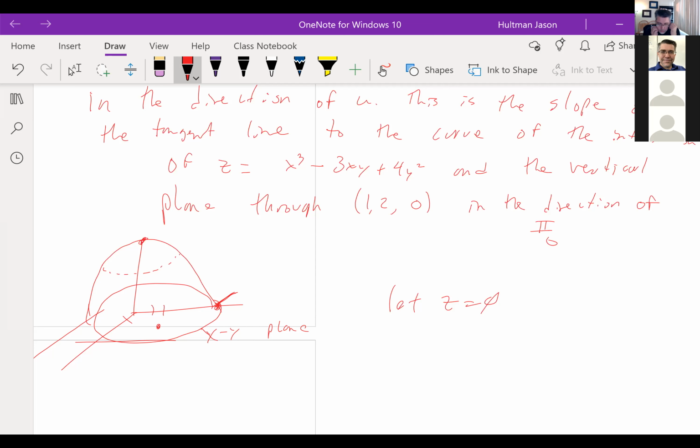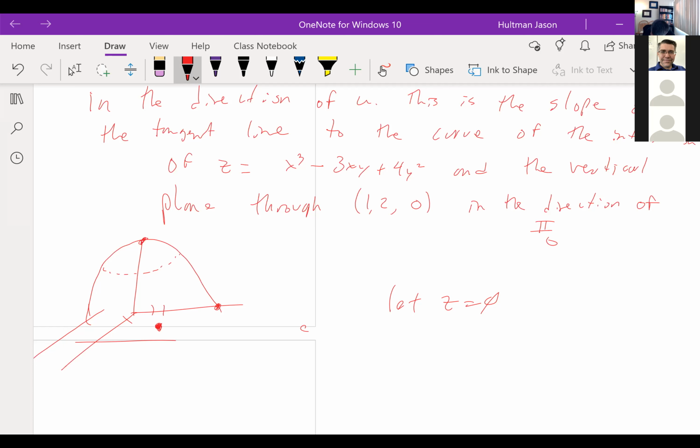No, it's a vertical plane. So how does that work out? A vertical plane. Oh, through that point. It is a vertical plane. It is not this plane. It is the vertical plane through this. Oh, in that direction. Ah, I get it now. So it's the vertical plane through this point in the direction of pi over 6.